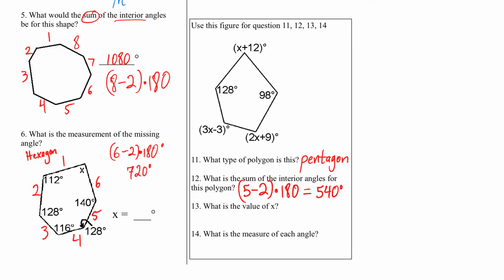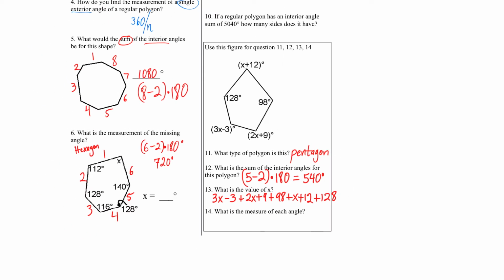So what you're going to do is take all 5 of those, add them up to equal 540. So you're going to do like this: 3x minus 3 plus 2x plus 9 plus 98 plus x plus 12 plus 128. That's a lot of writing, but all I'm doing is writing out all those angles up there, adding them up, and together all of those are going to equal 540. And you're just going to solve for x. And on this one, you will get a decimal for x.